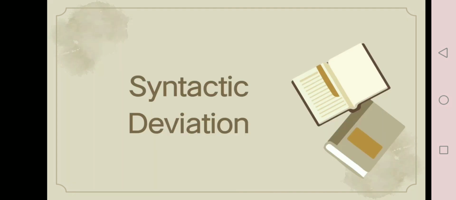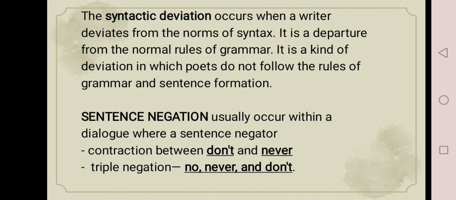Let us now proceed to syntactic deviation. Syntactic deviation occurs when a writer deviates from the norms of syntax. It is a departure from the normal rules of grammar. It is a kind of deviation in which poets do not follow the rules of grammar and sentence formation.